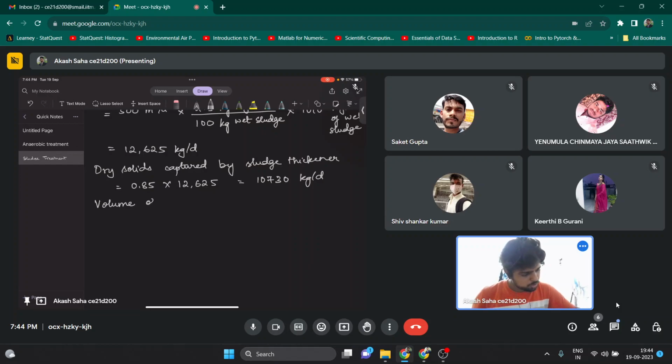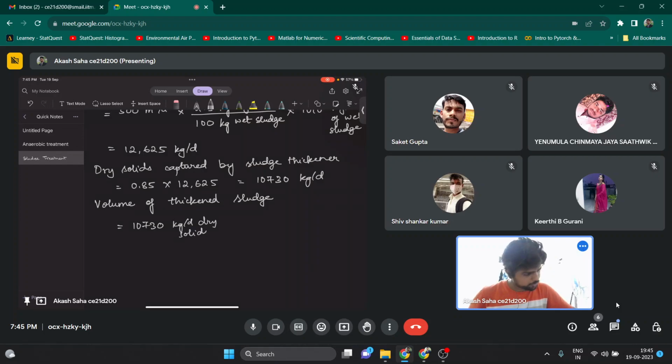So my volume of thickened sludge. Now after the sludge thickener, the volume of the thickened sludge will change. The volume per day will be around 730 kg per day of dry solids.